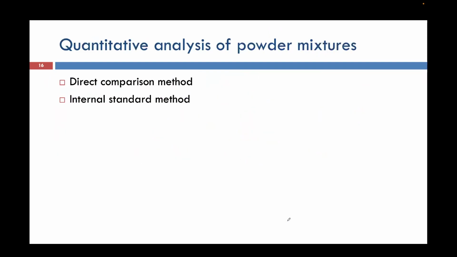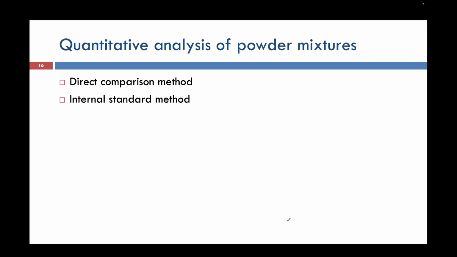And then comes the quantitative analysis of powder mixtures. So far we have considered that our material is pure, so there is no other phase in the material. But let's say our material has some other phases along with the primary phase. So what will you do?